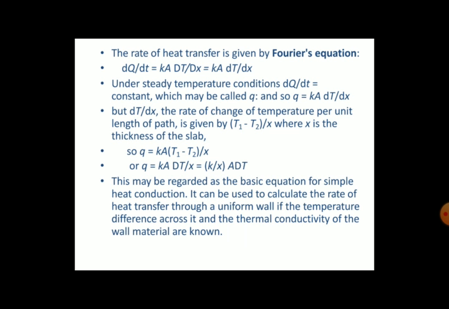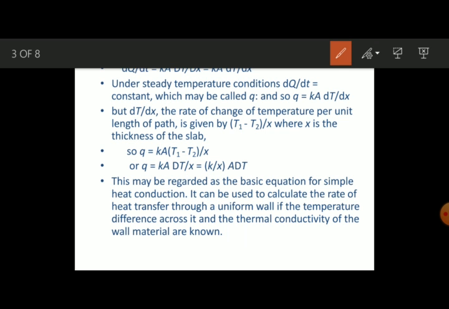temperature gradient. Okay, under the steady temperature condition, when the temperature is steady it does not depend upon time, the time independent temperature. At that time dQ by dt is constant. So we assume that dQ by dt equals Q. So the equation will reduce to Q equal to kA into dT by dx.